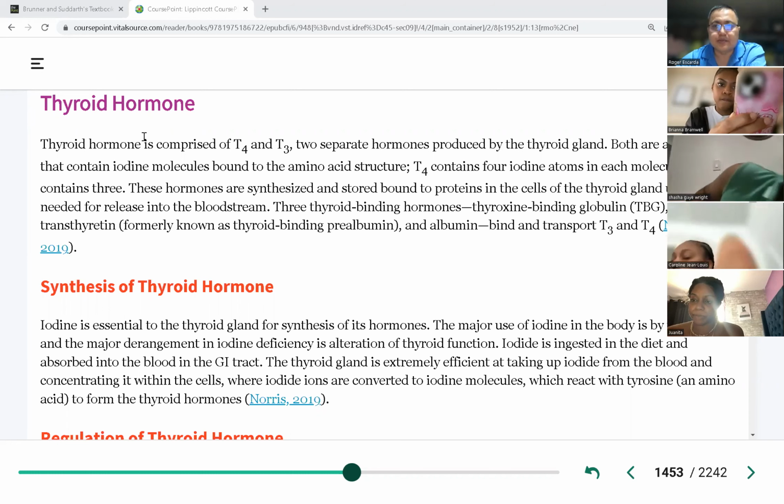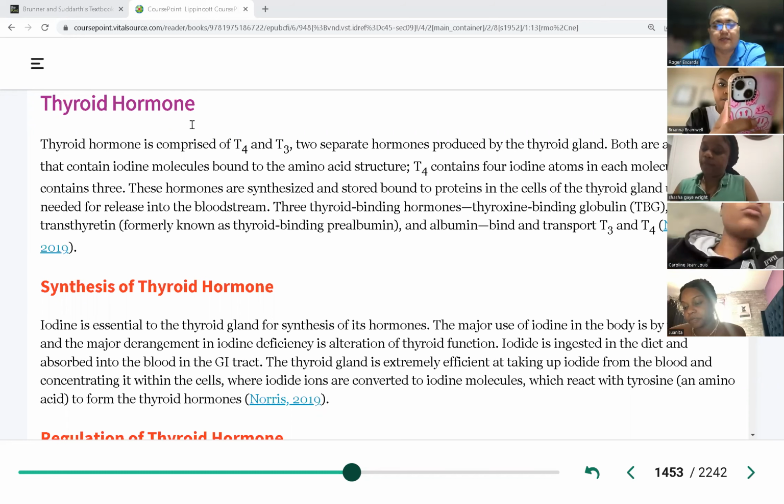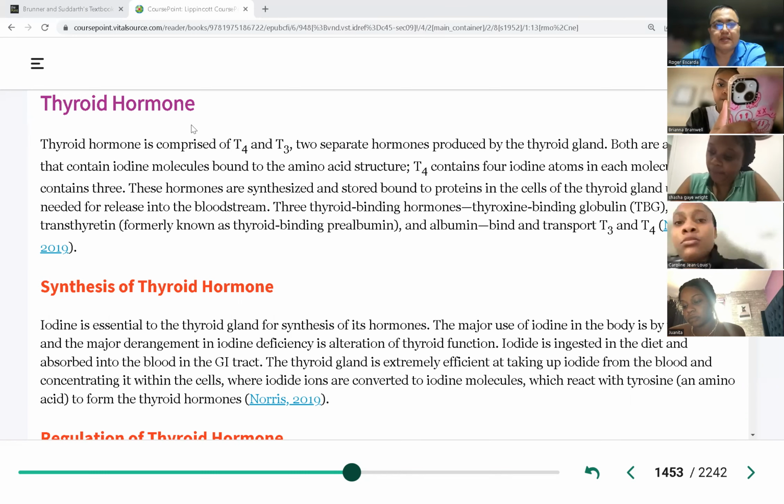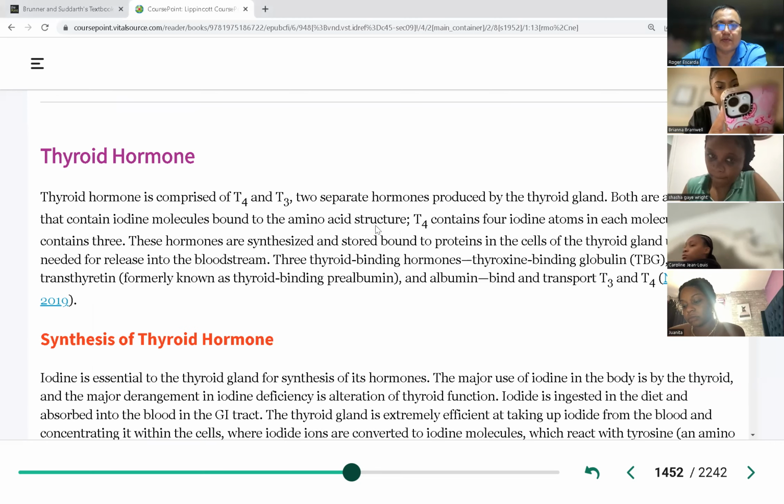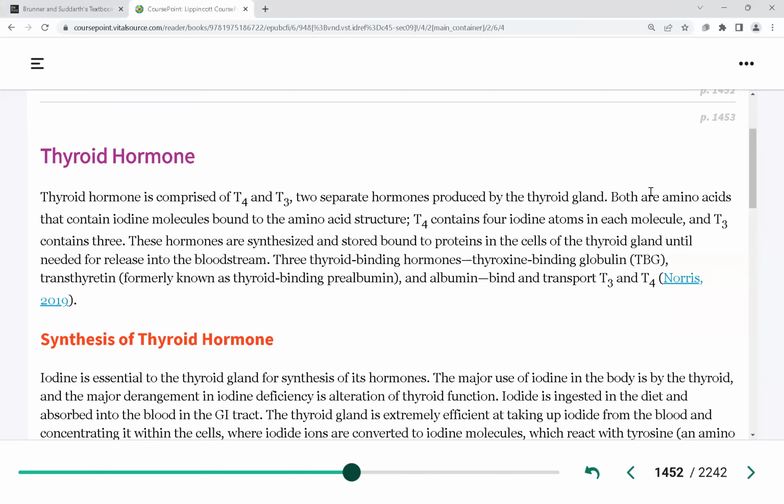So there are two possible problems here. You either have too much of the hormone or not enough of the hormone. In the case of the thyroid gland, there are three hormones produced here. They are T3 and T4. So they are responsible for controlling the metabolic activity of the body.